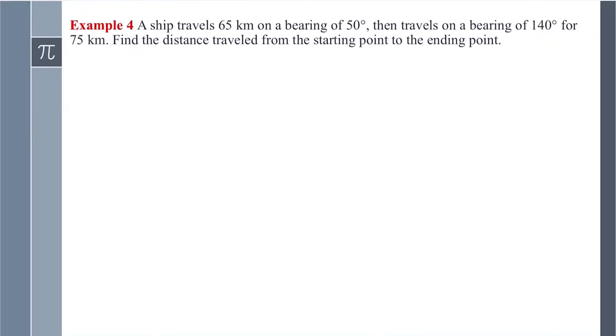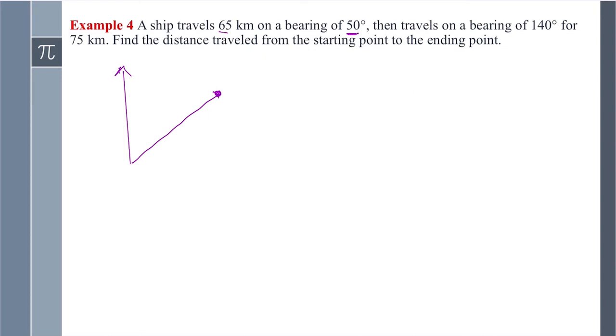Now let's look at one more example. A ship travels 65 kilometers on a bearing of 50 degrees. So we are not given any south or east or west or anything. We are just given an angle. If you are just given an angle, we always start with the north direction. So let's draw that. This is the north direction. 50 degrees means from north we go 50 degrees clockwise. So let's say right here.